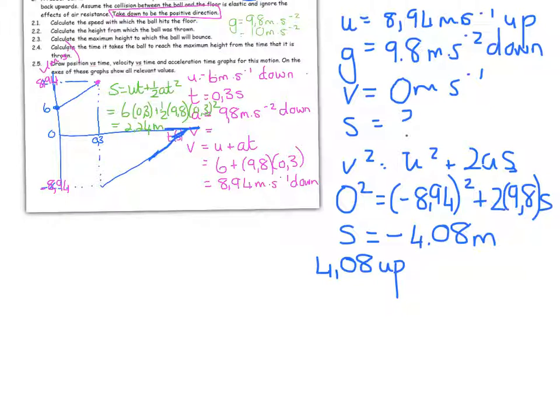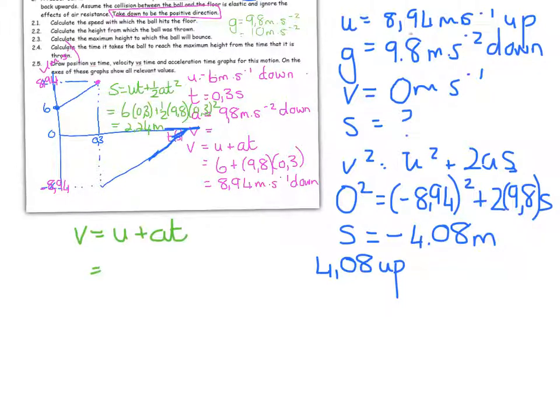2.4, calculate the time it takes the ball to reach that maximum height from the time that it was thrown. I'm going to work out the time for just this portion of the journey. Then I'm going to add 0,3 onto it and see what I get. So, I can say v is equal to u plus at.